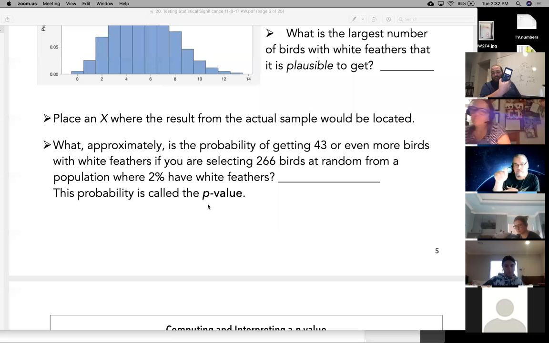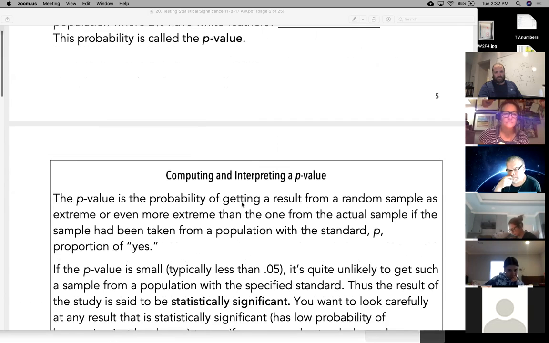So my calculator gave me 0. In other words, it didn't even bother giving me like a million decimal places. It was so close to 0 that it literally just gave me 0. That's how unlikely it is. So it's really unlikely. Okay.